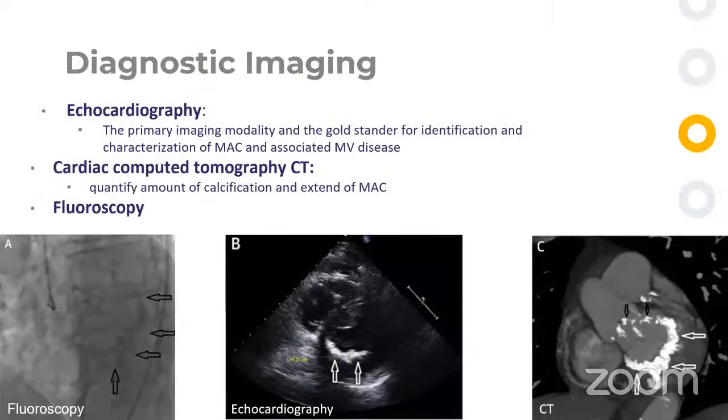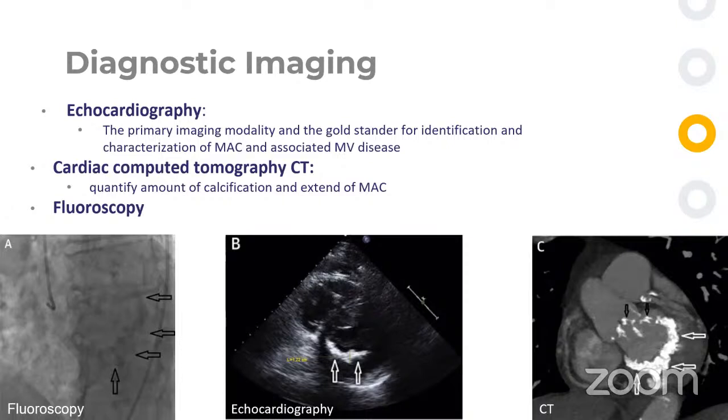Diagnostic imaging will help in diagnosing MAC, starting with echo, the primary imaging modality and the gold standard for identification and characterization of MAC with associated mitral valve disease. Cardiac CT also has a major role in quantifying the amount of calcification and the extent of MAC. And finally, fluoroscopy.